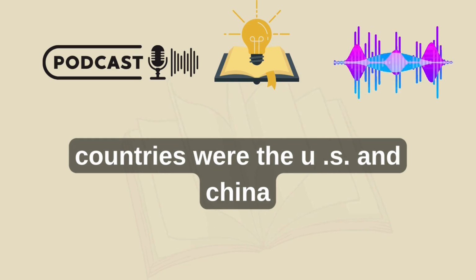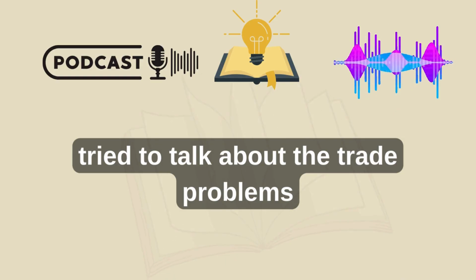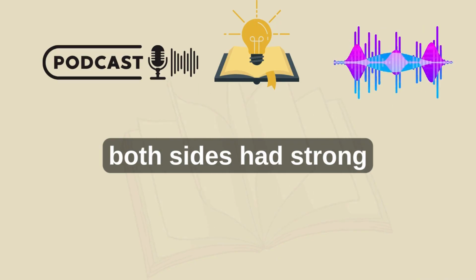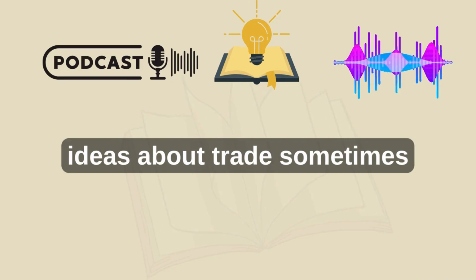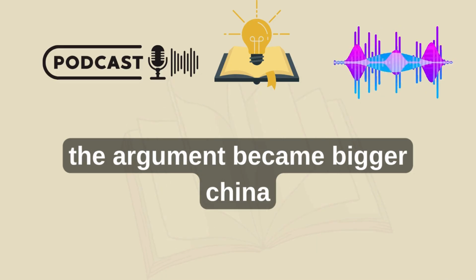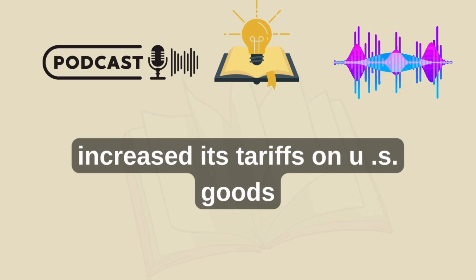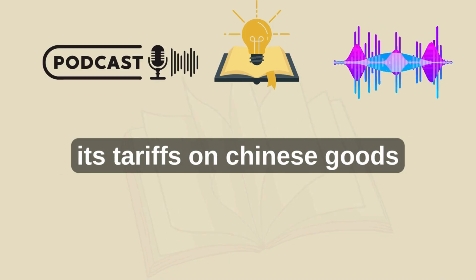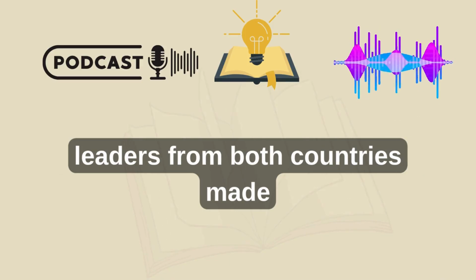The US and China tried to talk about the trade problems, but finding answers was difficult. Both sides had strong ideas about trade. Sometimes the argument became bigger. China increased its tariffs on US goods. The US government also kept its tariffs on Chinese goods.